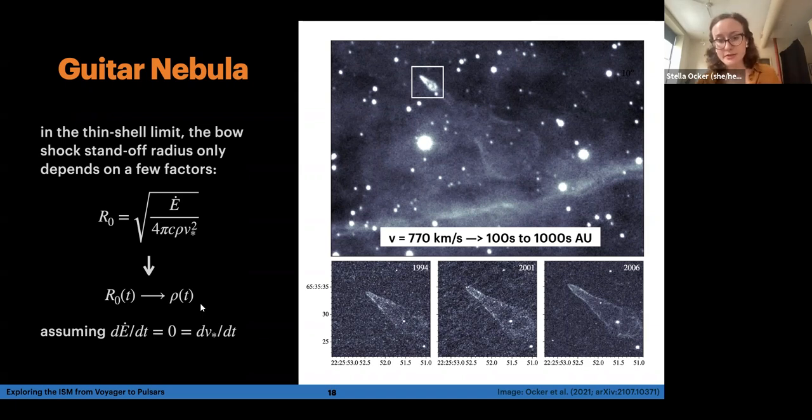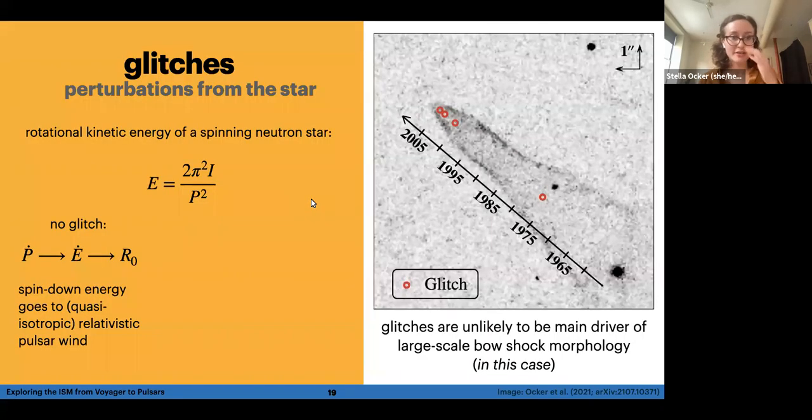But of course, this has the important assumption that the spin down luminosity and the pulsar's velocity are constant. When it comes to the pulsar's velocity, this is a fine assumption over the time scales that we're considering, but if you're at all familiar with pulsars, then you could probably think of one very obvious exception to this constant spin down luminosity assumption. And that is, of course, pulsar glitches.